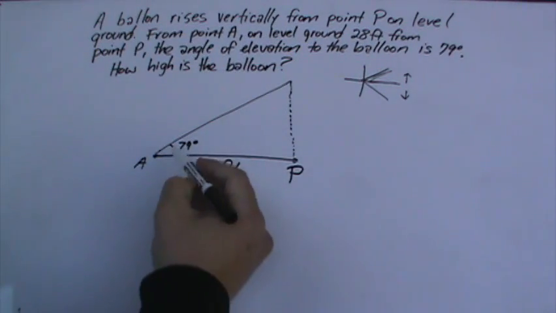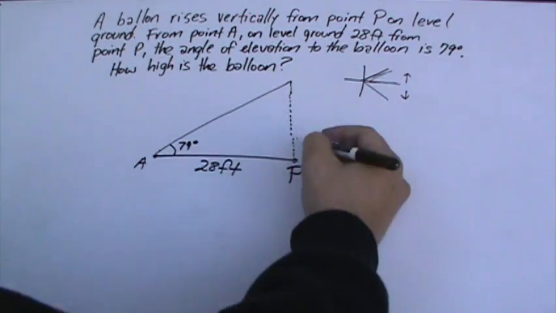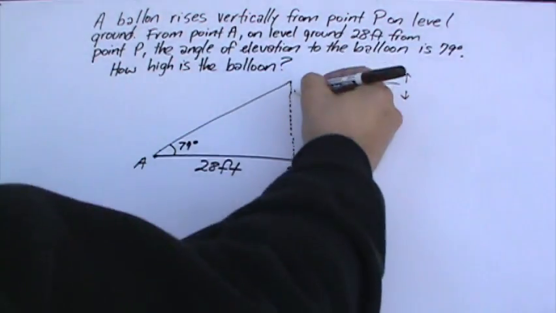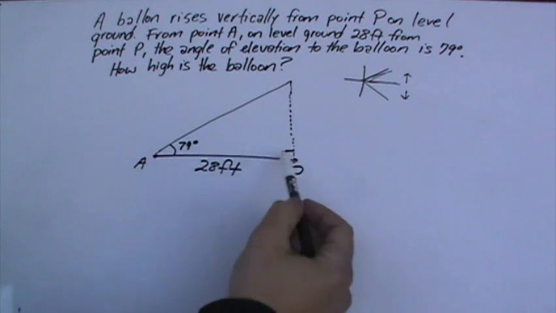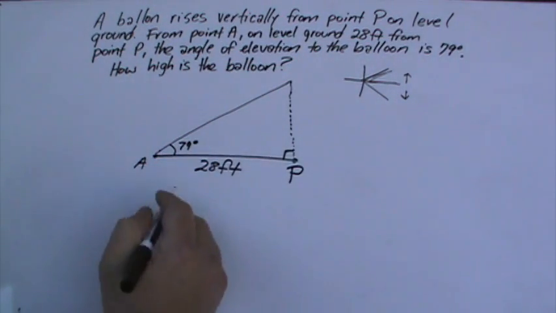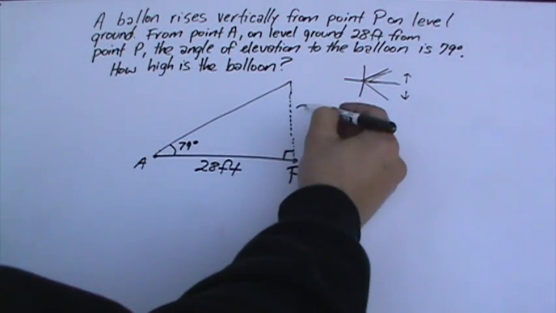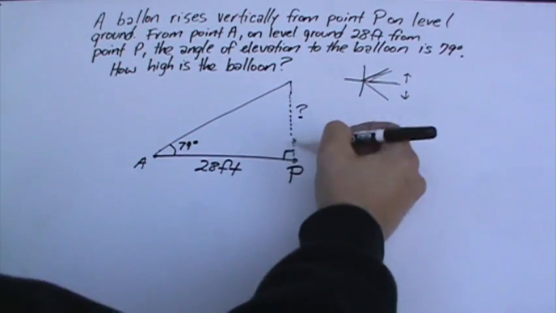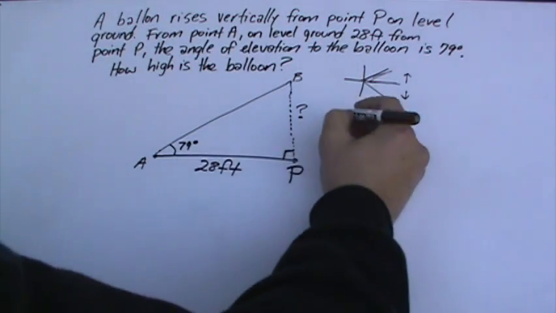Okay, so now let's see what we have. We have an angle and one side. Since this is going vertically, we know this is a 90-degree angle. So we have two angles and a side. We're looking, of course, for how high the balloon is. We're looking for the height of this, so we can call this B. Then we can think about our SOHCAHTOA.